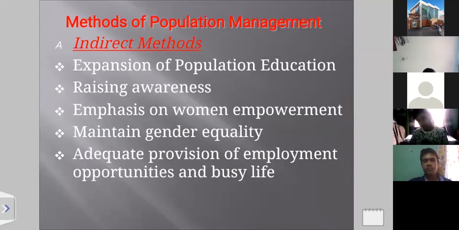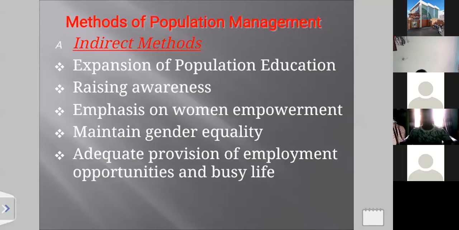Today in this class we are just going to interact, because you can see in the slide there are very easy points, easy methods of population management. In the previous class also we had already discussed those points. So that's why today we are going to share our views, our opinions, our thoughts about the indirect methods of population management.